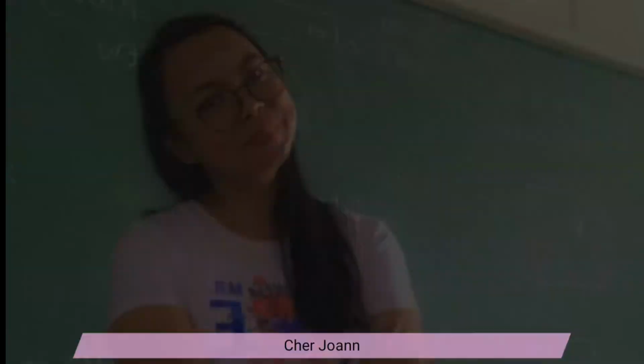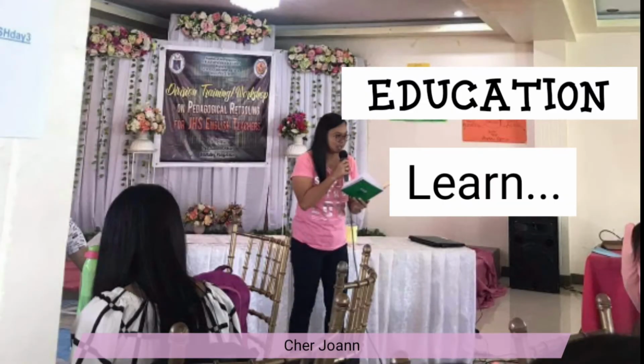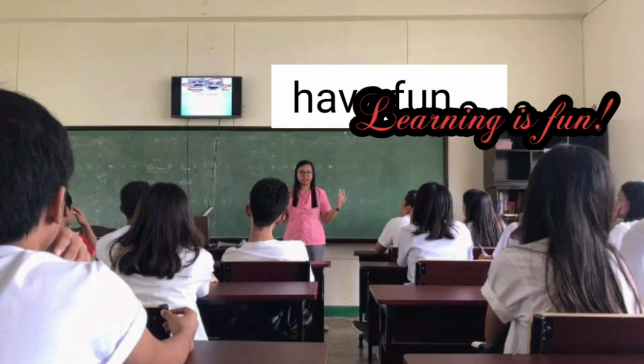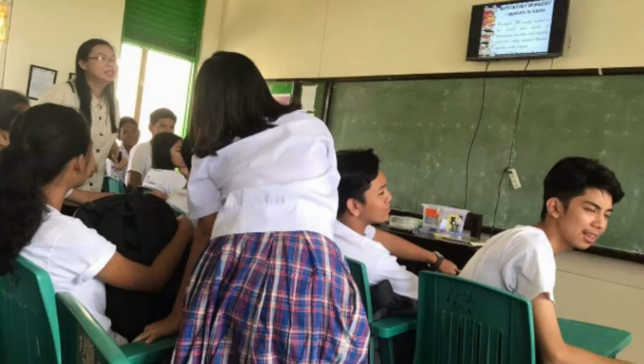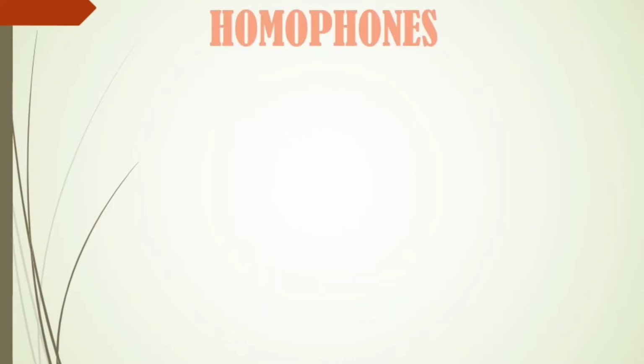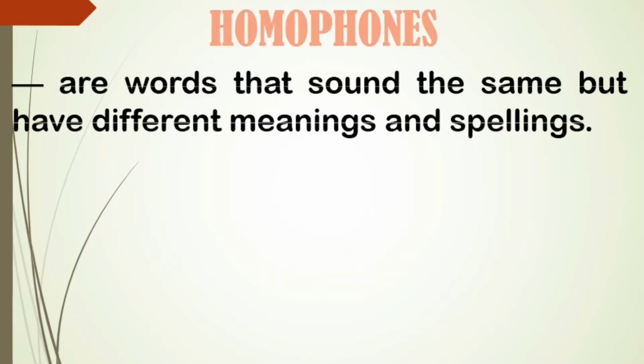Last time, we talked about punctuation marks, specifically end marks. Now, we're going to discuss the homophones there, their, and they're. Like I said a while ago, we'll be discussing today the homophones there, their, and they're. Before we start, let us first know the meaning of homophones.